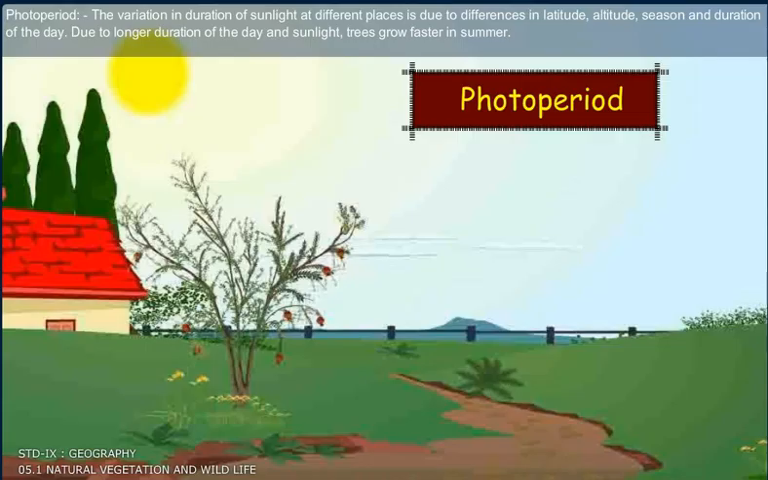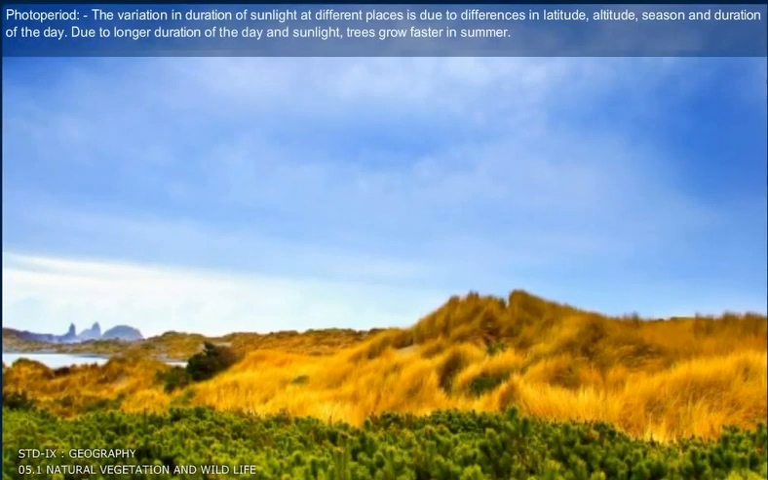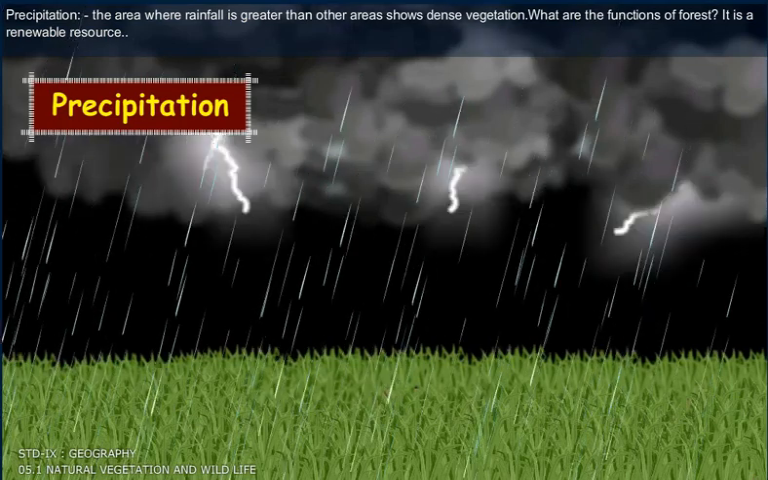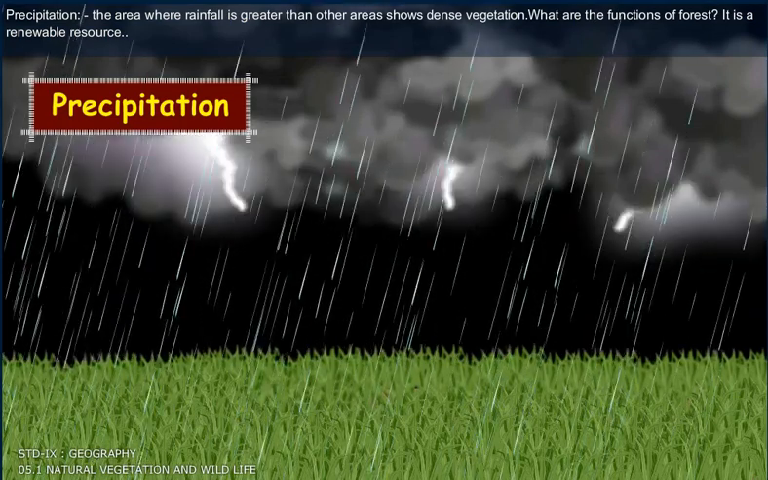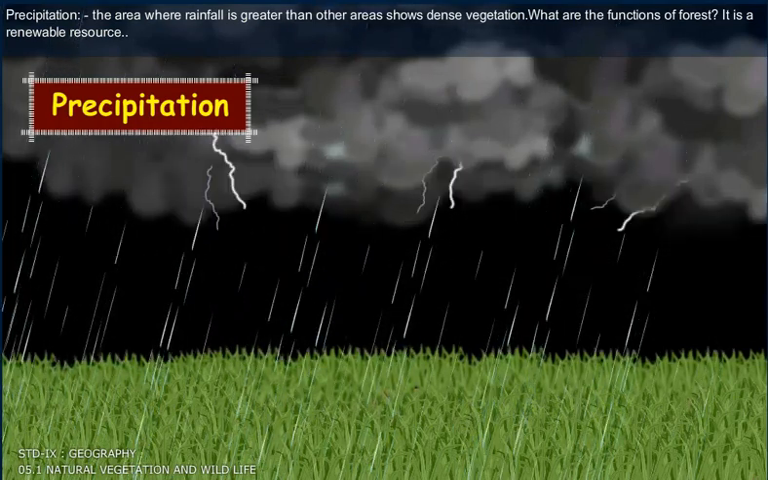Photoperiod. The variation in duration of sunlight at different places is due to differences in latitude, altitude, season and duration of the day. Due to longer duration of sunlight, trees grow faster in summer. Precipitation. The area where rainfall is greater than other areas shows dense vegetation.